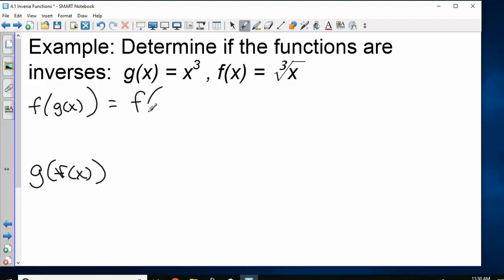So F composed with G means F of x cubed. So if we go to F, that is the cube root, and we are replacing our x with the x cubed. What happens? They cancel and you just get x. So that one worked. It's not enough. We need to check the other direction as well.